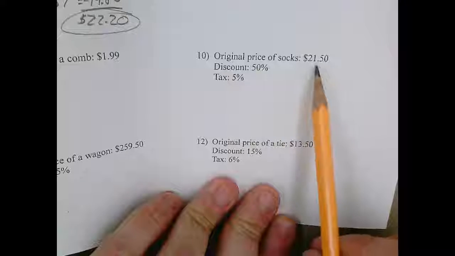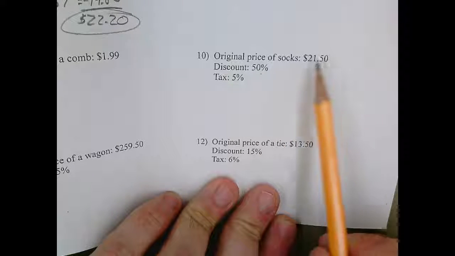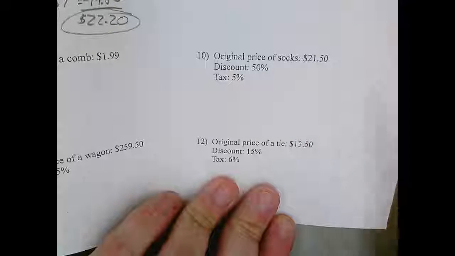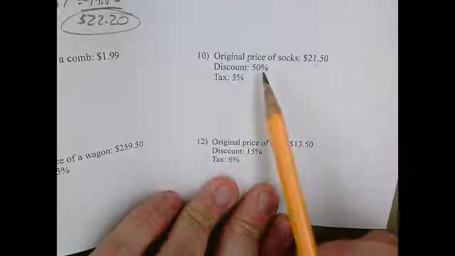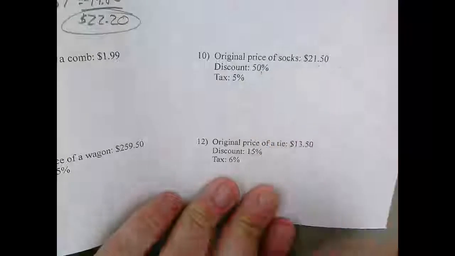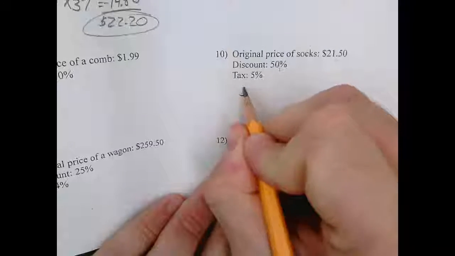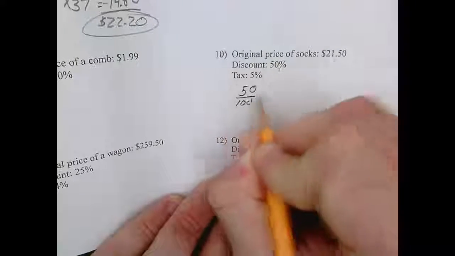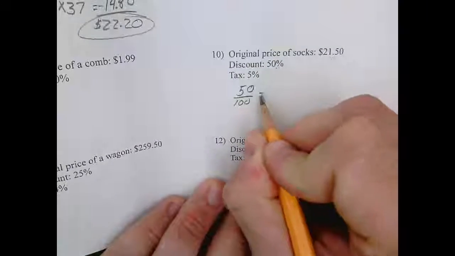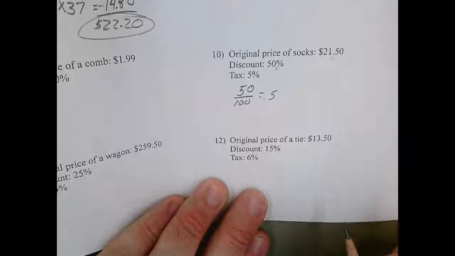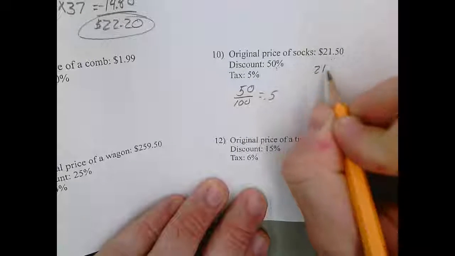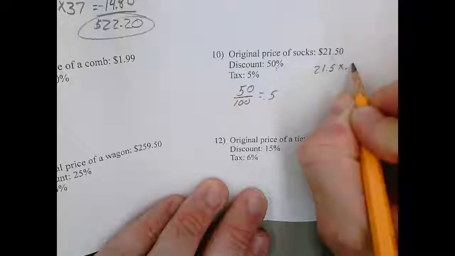What would happen is they say it's 50% off, they would knock the money off of that, and then that value would get taxed. So the first step in this is figuring out your discount. Just like we did in the problems before, we're going to take 50 and divide it by 100. I'm converting that percent into a decimal, and I get 0.5. Now I'm going to take 21.50 and multiply it by that 0.5.